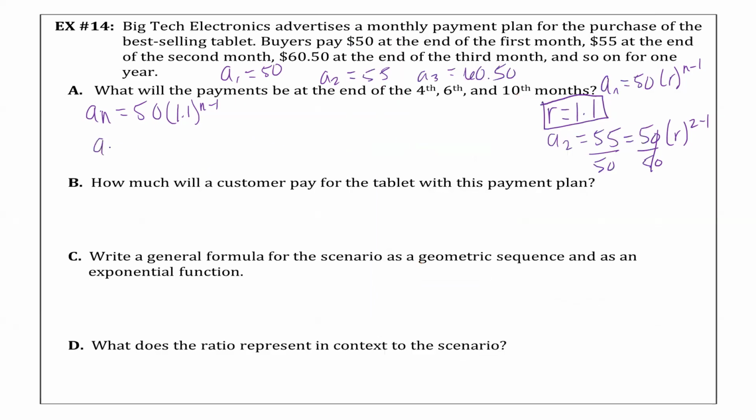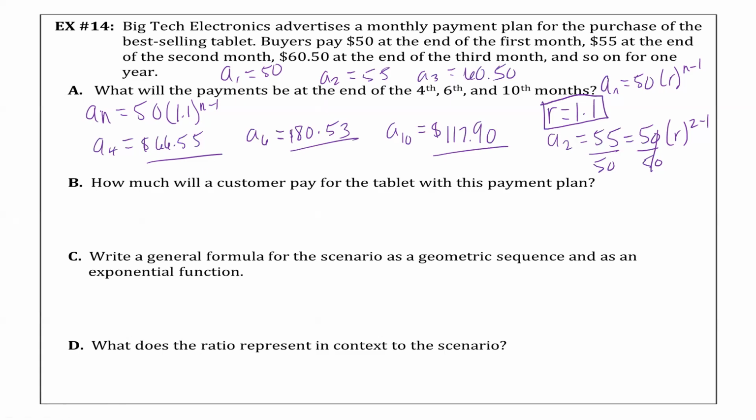So we know A sub 4 equals $66.55. A sub 6 equals $80.53. And we know that A sub 10 equals $117.90. Okay. You can look at the table also on a TI-84 to get the same result.